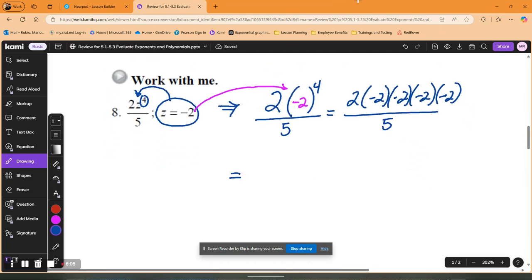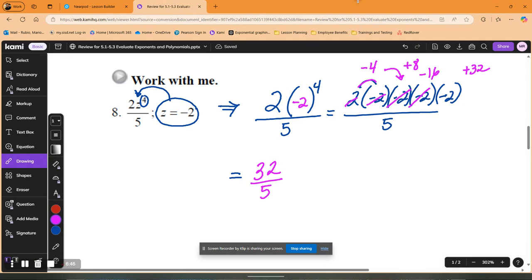I'm going to rewrite it down here. So remember, we've got to keep track of our signs. So positive 2 and -2 is -4. -4 times -2 is positive 8. Positive 8 times -2 is -16. And then -16 times -2 is positive 32. So see how I got that? All divided by 5.